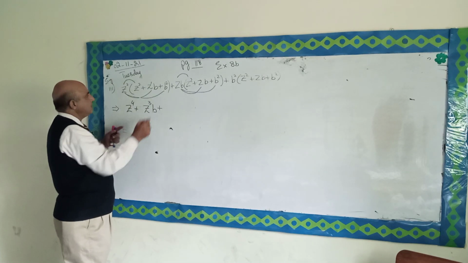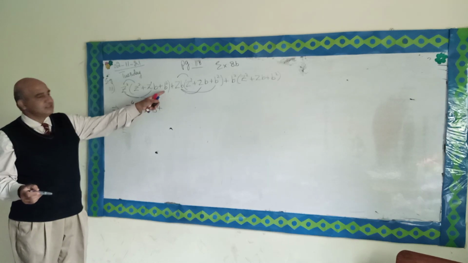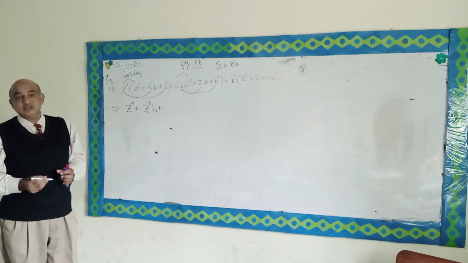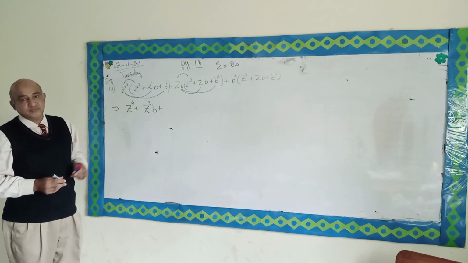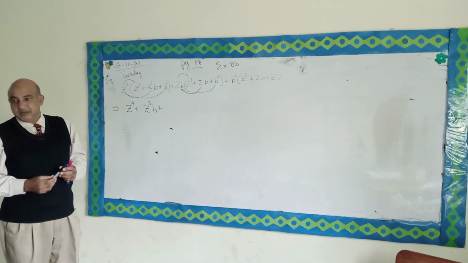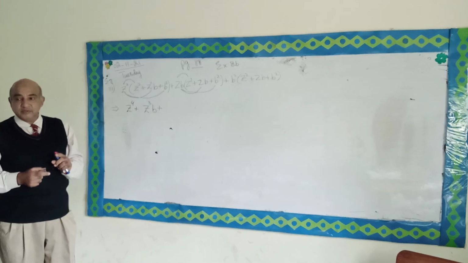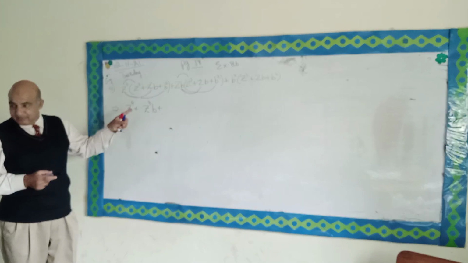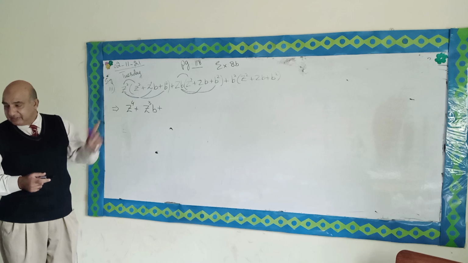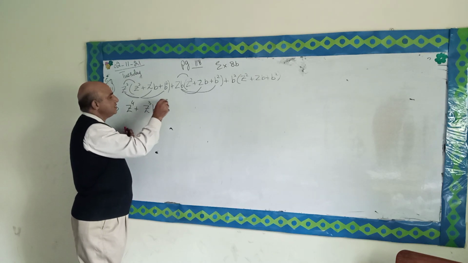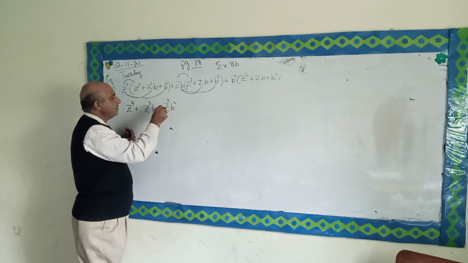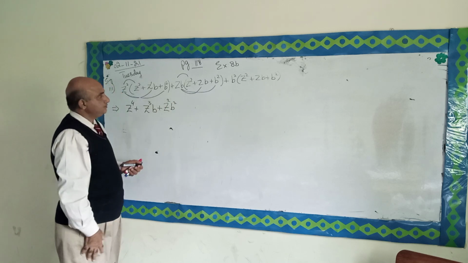Plus, now look here. This is z square and here is b square. These are different values, different variables. We can't add their powers. We add the powers only when the same variables are there. Since the variables are different, we'll write it as z square b square.